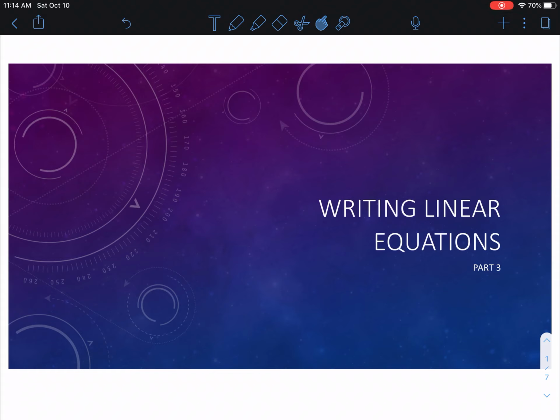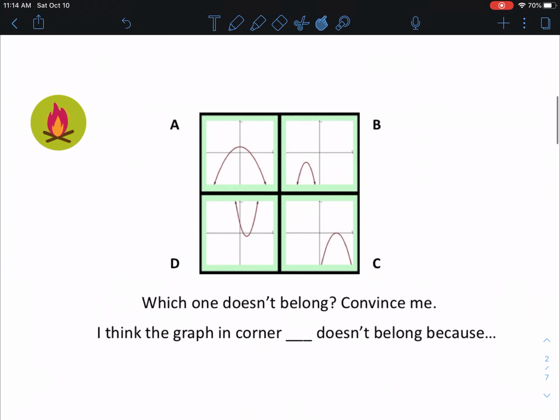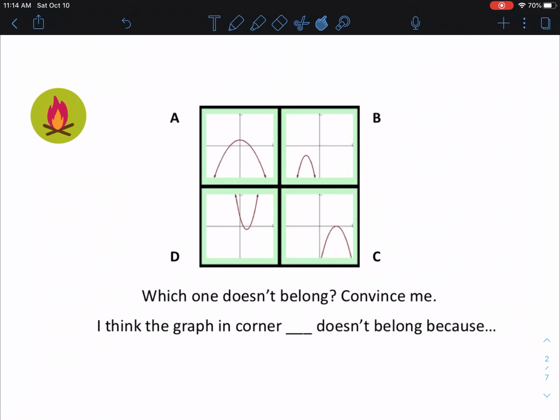Okay, so we're going to start our third lesson on writing linear equations, and today it's going to be a focus on word problems. Before we do that, I'd like you to take a look at this picture and tell me which one doesn't belong and why. We'll pause here.